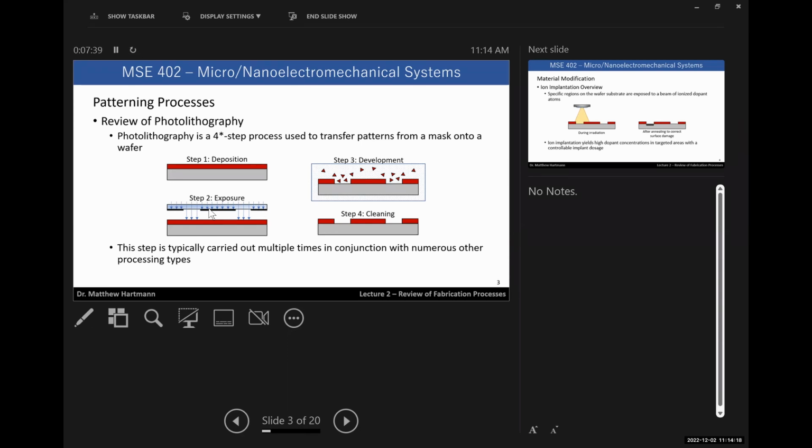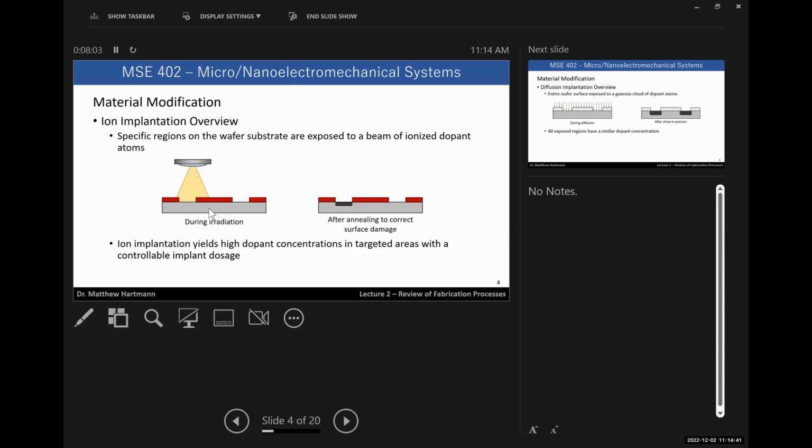So, all right. This is a very simplified view of the photolithography process. Photolithography gets carried out tens, if not hundreds of times, depending on the complexity of the structures that you're trying to make. So this is really going to be a part of several of the other steps that we are going to see. So now we're going to look at material modification.